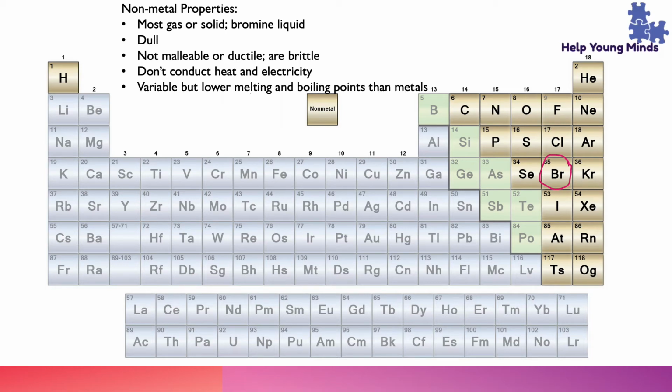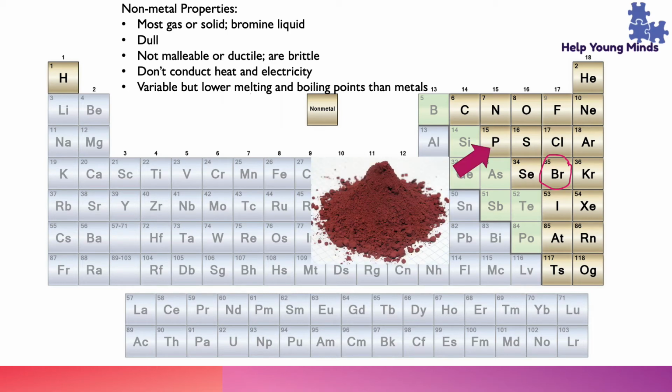They also have variable melting and boiling points, so some of them have really high melting and boiling points, while others have really low melting and boiling points. Nonetheless, their melting and boiling points are usually lower than that of metals. An example of a nonmetal is phosphorus, and as you can see, it's not very shiny, it's very dull, and it's also very brittle, so you can imagine if you hold it in your hands, it would crumble very easily.